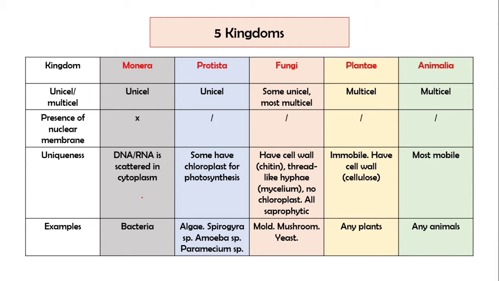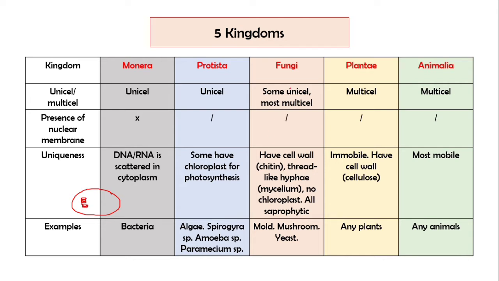Okay, there are 5 kingdoms of organisms: Monera, Protista, Fungi, Plantae, and Animalia. Okay, we will go through one by one. Monera are unicellular organisms without nuclear membranes, meaning that DNA or RNA of these Monera species are scattered in cytoplasm. Okay, such as bacteria. Contohnya bacteria. Bacteria dia tak ada nuclear membranes, so dia punya DNA or RNA dia ada dekat cytoplasm.